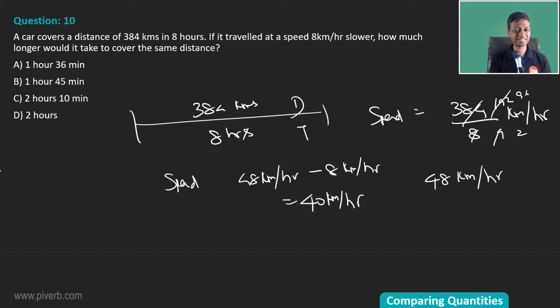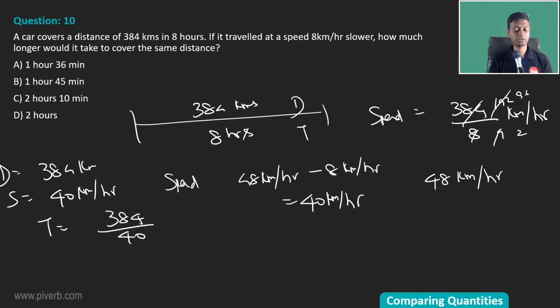The distance remains 384 kilometers. Speed is 40 kilometers per hour. Time taken is 384 by 40. 192 by 20. 96 by 10, which is 9.6 hours.